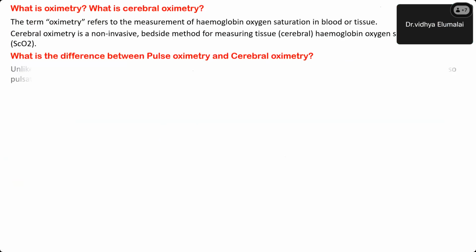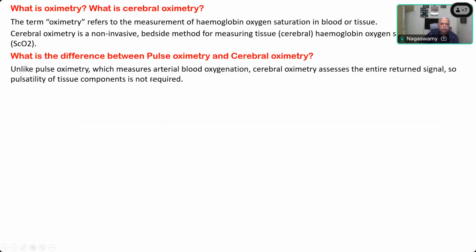Okay, but the arterial oxygen. So unlike pulse oximetry, which measures arterial blood oxygenation, cerebral oximetry assesses the entire oxygenation without the need for pulsatility of the tissue components. So it measures the arterial, venous, and capillary oxygen concentration in cerebral oximetry, whereas pulse oximetry mainly picks up arterial blood oxygenation because it picks up the pulsatile component of the peripheral circulation. Okay.